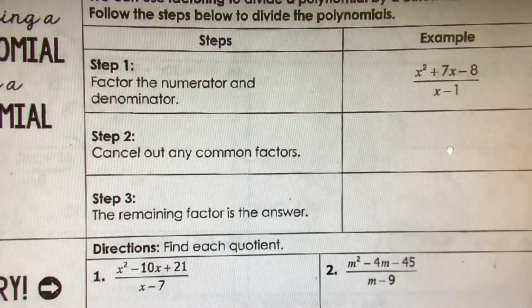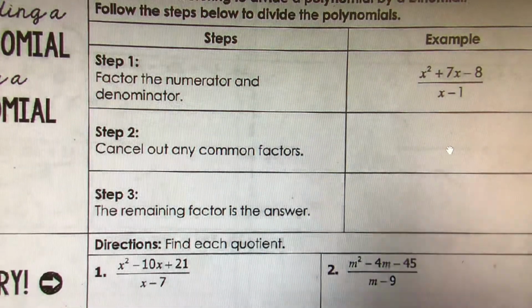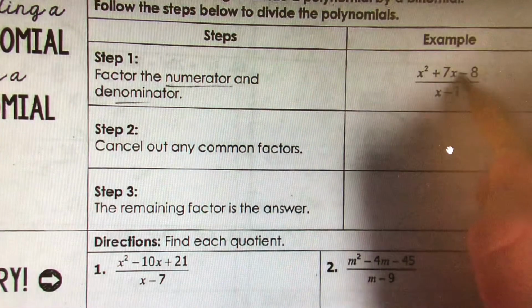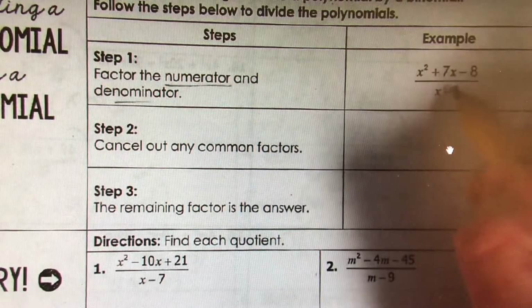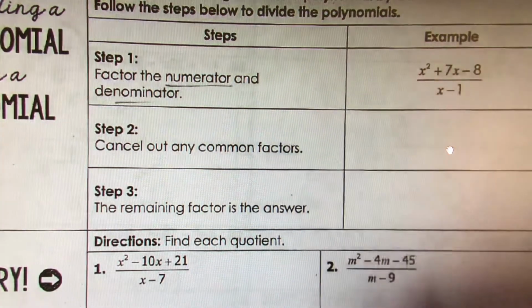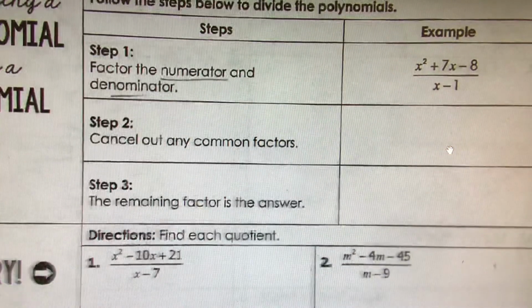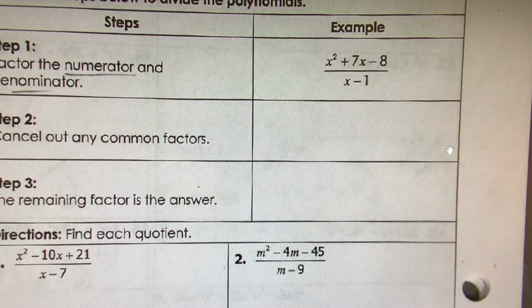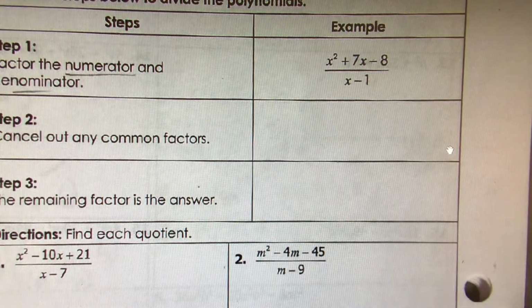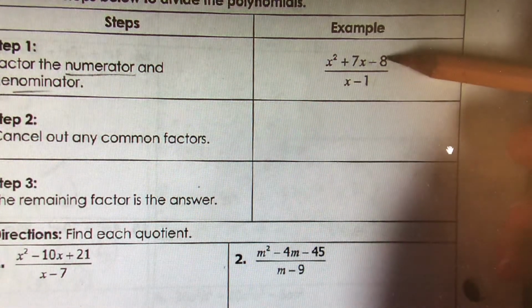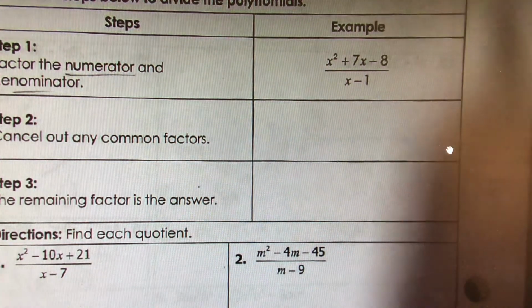Okay, so if I look at step 1, factor the numerator and the denominator. So basically I want to simplify, factor these out, play around with these two so that I can get something in common on the top and bottom. If I start attacking the top first, it looks like I have a standard trinomial. I'm going to look for this sum product game. I'm going to play that.